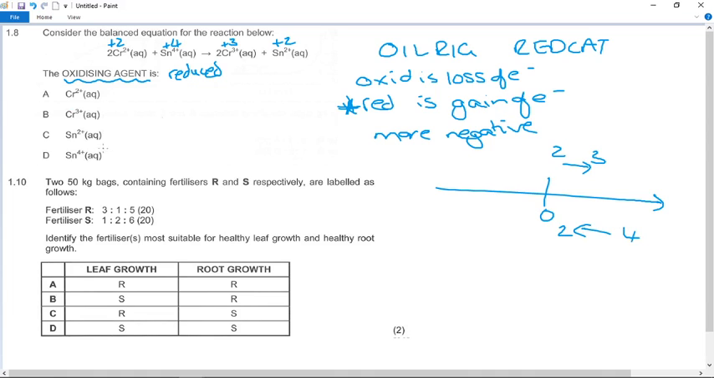So who is the person who has been reduced? It is this fellow, Sn4+. Okay, that always takes a bit of thinking.